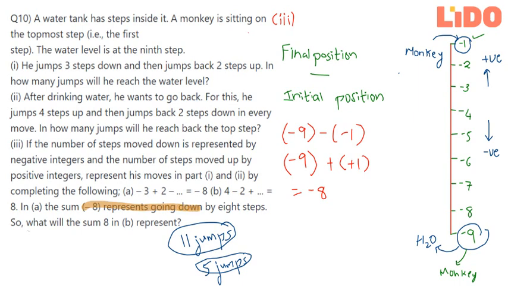Alright, so now using the same logic, let's see how you will represent its change of position from -9 to -1. This time the final position is -1 and the starting position is -9. So let's solve this. -9 plus +9. So that will give us +8. So that is how the subsection B is represented by +8. Yes?